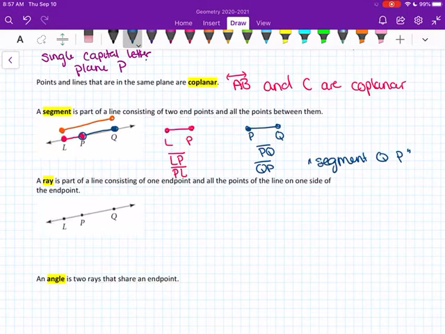Okay, and then the last one you can call it LQ or QL for your segments there.